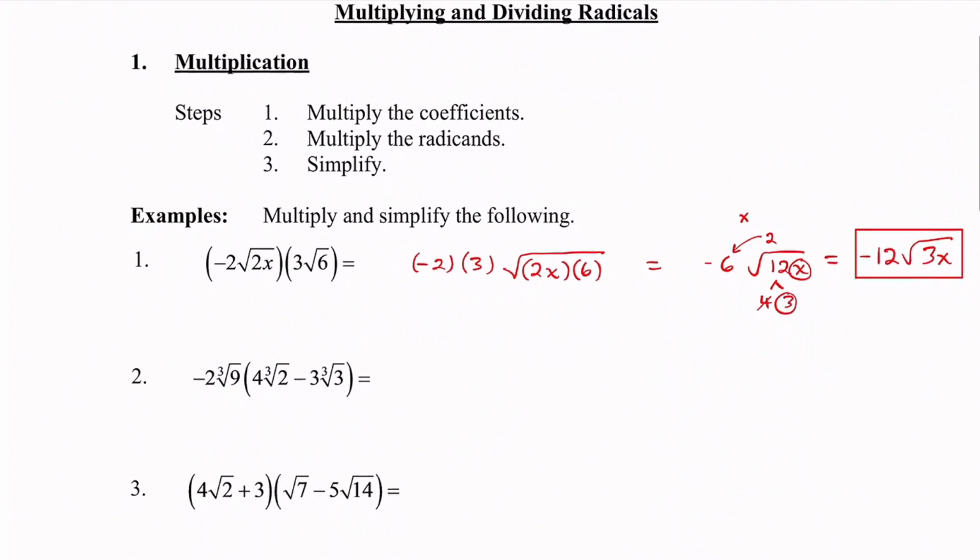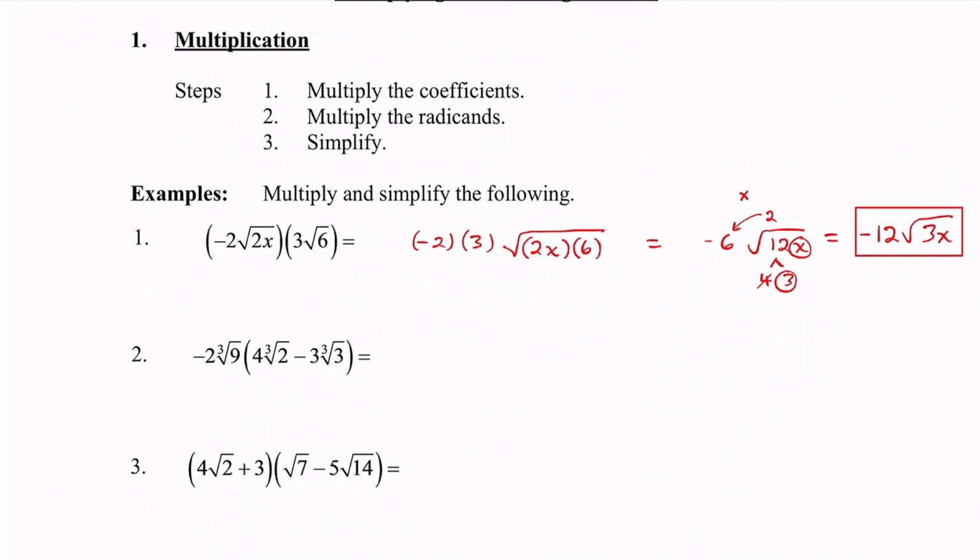Looking at number 2 here now, so we got some brackets where there's 2 terms inside. So what we need to do is distribute that in just like we normally would if we didn't have any radicals. So I'm going to have the -2 cube root 9 times the first one, and then also times the second one. So let's write that out. So -2 cube root 9 times 4 cube root 2. And then we also have -2 cube root 9 times -3 cube root 3.